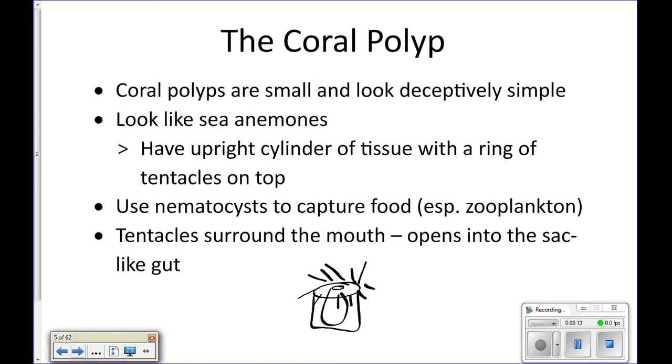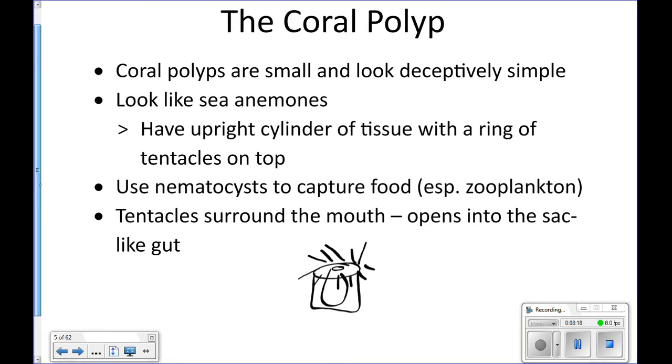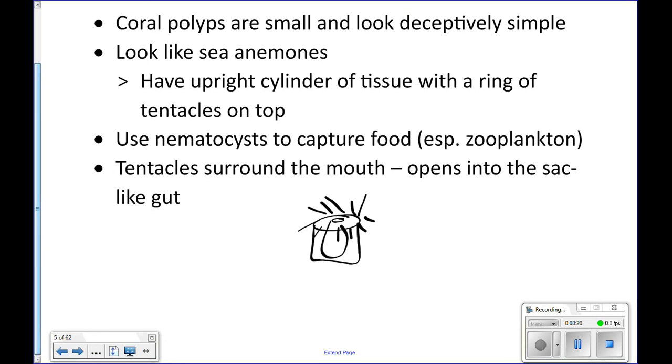So just to review what an anemone looks like, which is what a coral is, just a mini anemone: it's got a tube of tissue, the mouth at the top surrounded by tentacles, and it opens up into the gastrovascular cavity. It also has nematocysts because it's in Cnidaria. So they do have stinging cells, and those stinging cells will be used to capture food like zooplankton. It's actually not the main way that they get their food, but it's one of the ways.